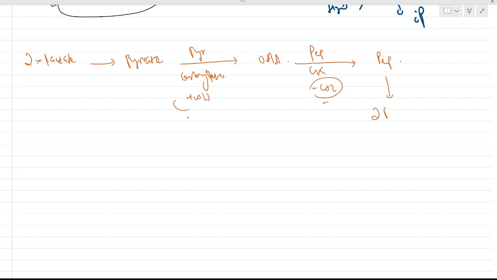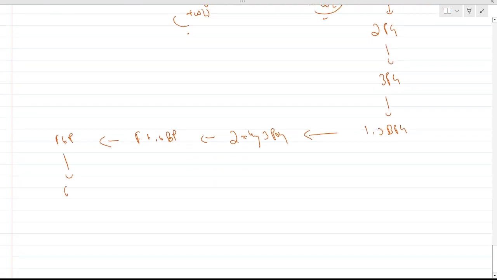Now, as this PEP is formed, the next steps are total reversible steps of glycolysis. From PEP we have 2-phosphoglycerate. From 2-phosphoglycerate we have 3-phosphoglycerate. From 3-phosphoglycerate we have 1,3-bisphosphoglycerate. From 1,3-bisphosphoglycerate we have 2 times glyceraldehyde 3-phosphate. From here we have fructose 1,6-bisphosphate. From here we have fructose 6-phosphate. From here we have our second last product, glucose 6-phosphate, and our final desired product in gluconeogenesis, glucose.